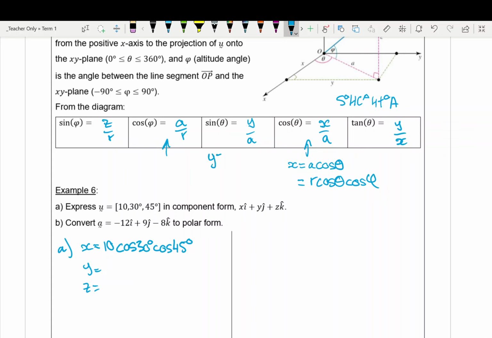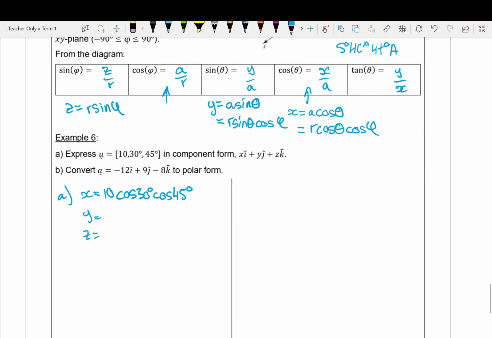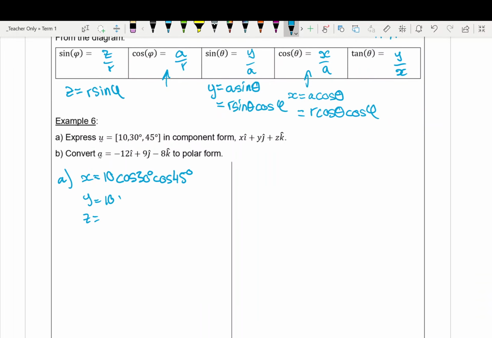So this is going to be r cosine theta cosine phi. Y is a similar case. It's going to be a sine theta, but we know that a is also equal to r cosine phi. So this is going to be r sine theta cosine phi. And then z is just going to be r sine phi. That can just be read straight off there. So now we have those three equations in terms of r, theta, and phi. So for y, we're going to have 10 sine 30 cosine 45. And for z, we're going to have 10 sine 45.